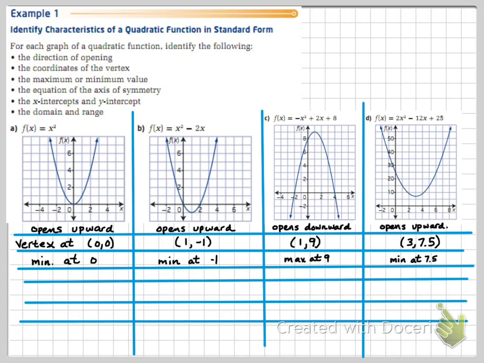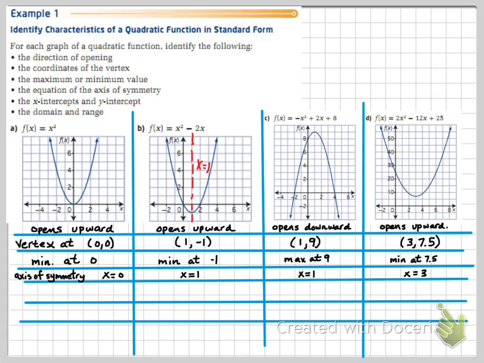Next, the equation of the axis of symmetry. In the first one, you can draw a line right through the vertex, straight up and down, so that would be x equals 0. The next one is going to be at x equals 1. The next one is also x equals 1. And the last one is going to be at x equals 3.